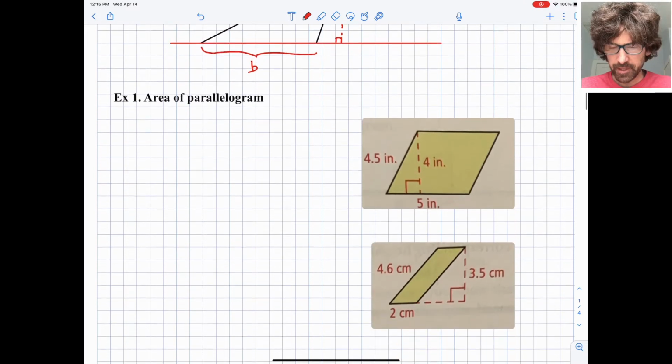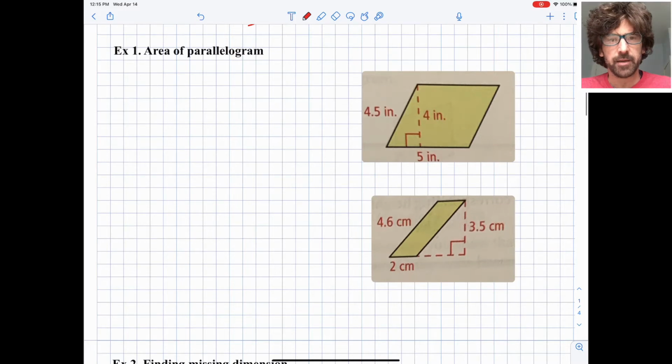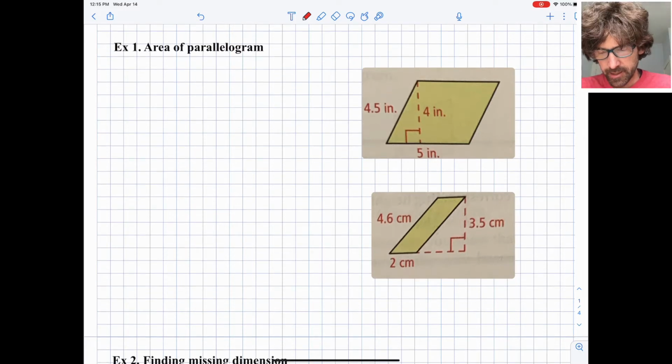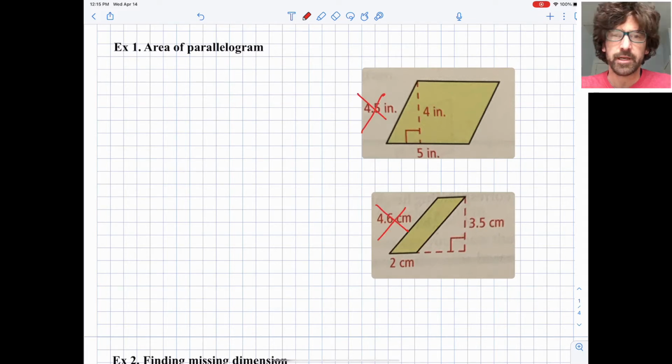All right, let's apply this and find the area of a parallelogram. Couple examples here. And for both of these examples, I think you can see that we're given information we won't need. Okay, so those slant heights are not going to be applied here.